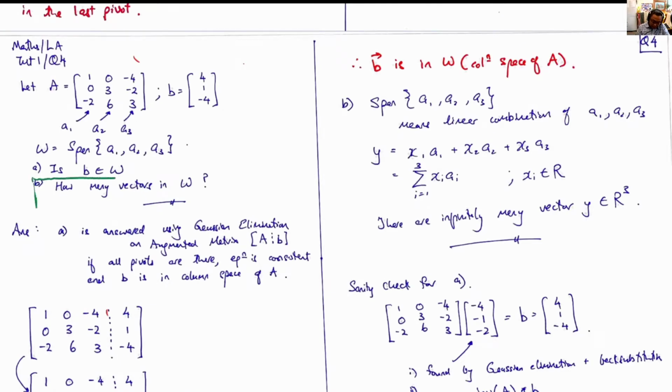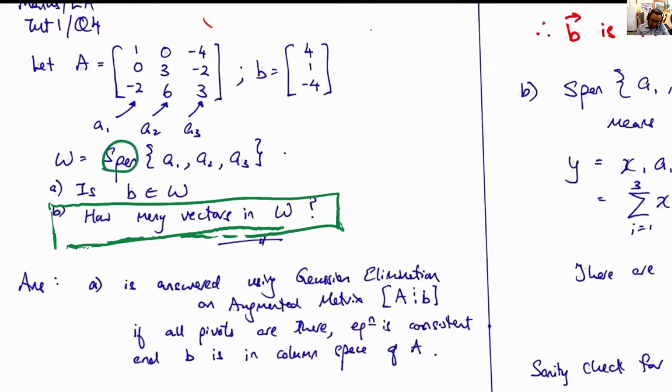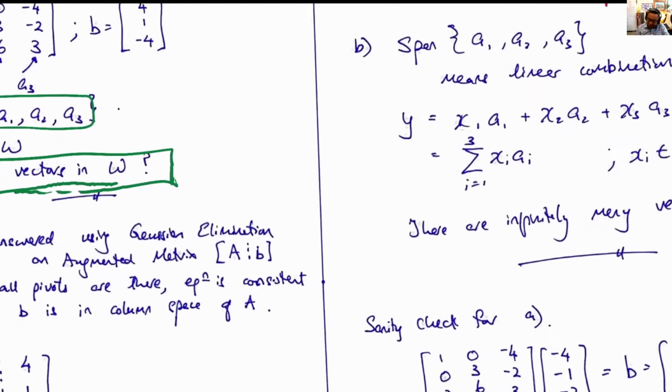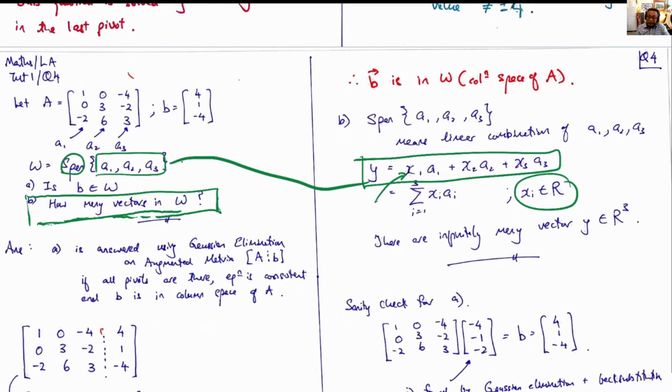In the second part of the question, it asks how many vectors there are in W. Remember that the word span here means linear combinations of these 3 columns, exactly this statement, linear combinations of A1, A2, A3. Now, x is any scalar, as in any real number in our course. So therefore, we can multiply by any number, and hence there are infinitely many vectors we can construct from these 3 given column vectors. Thank you.